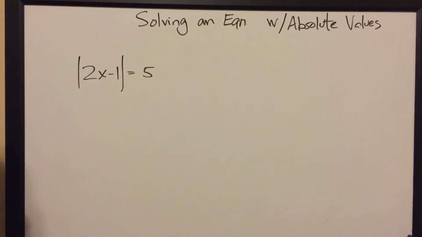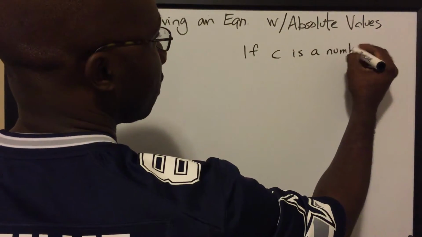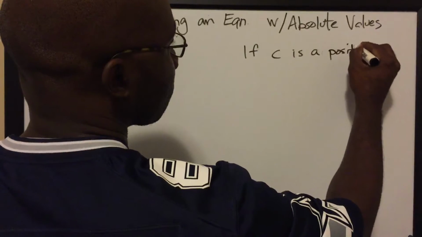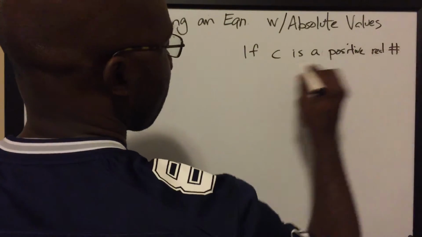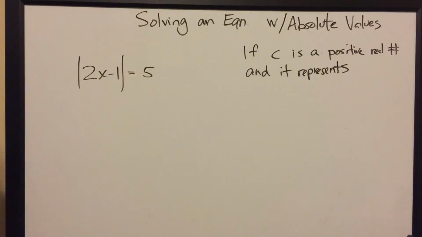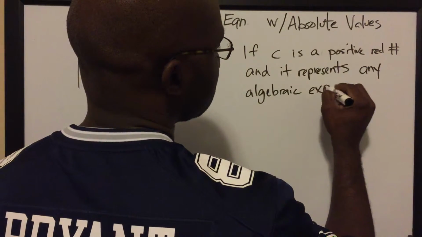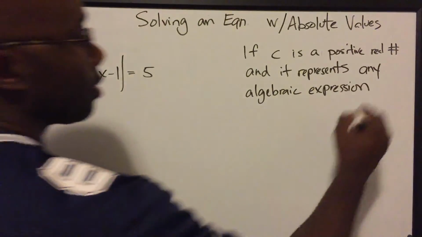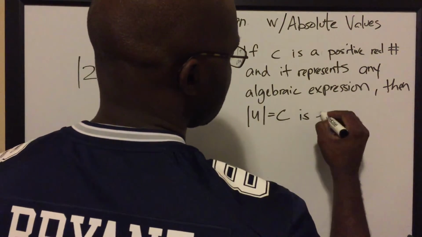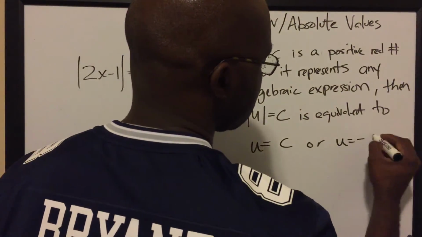Now, there's a rule here in the book. It says, I'm reading this off a piece of paper, if c is a positive real number, and u represents any algebraic expression, then the absolute value of u equals c is equivalent to u is equal to c or u is equal to negative c.